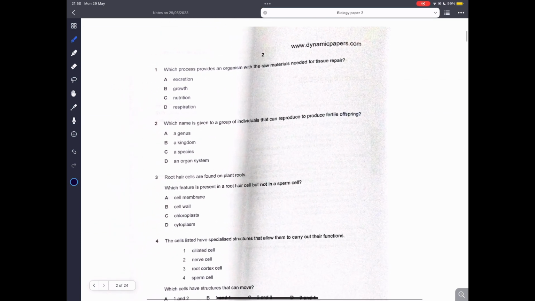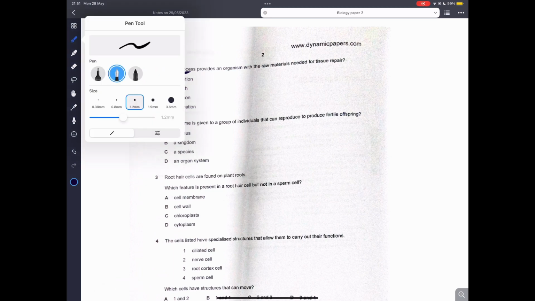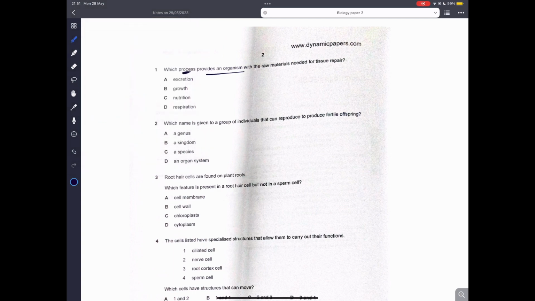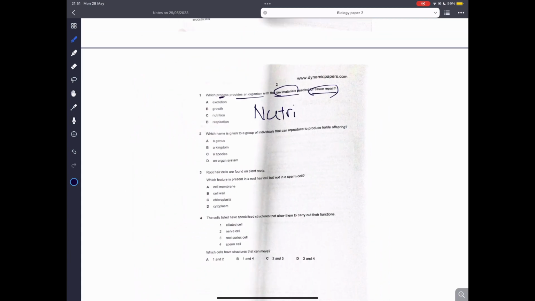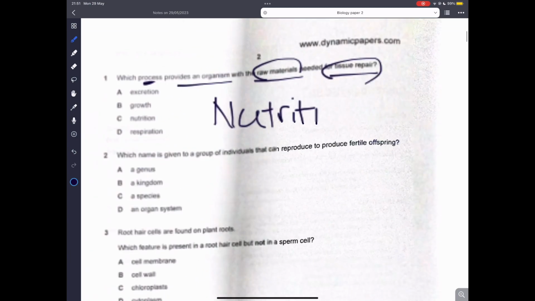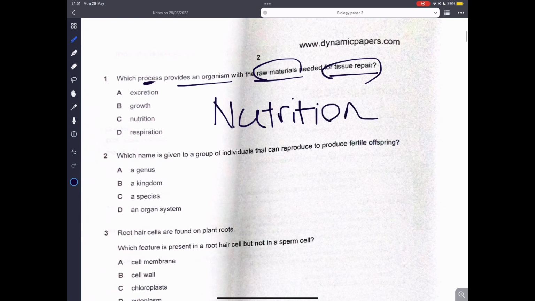Question 1. Which process provides an organism with the raw materials needed for tissue repair? Now for these kinds of questions, we would need the raw materials for the tissue repair. So what is the reasonable answer? It is nutrition. Nutrition provides the raw materials for tissue repair. So the reasonable answer here would be C.